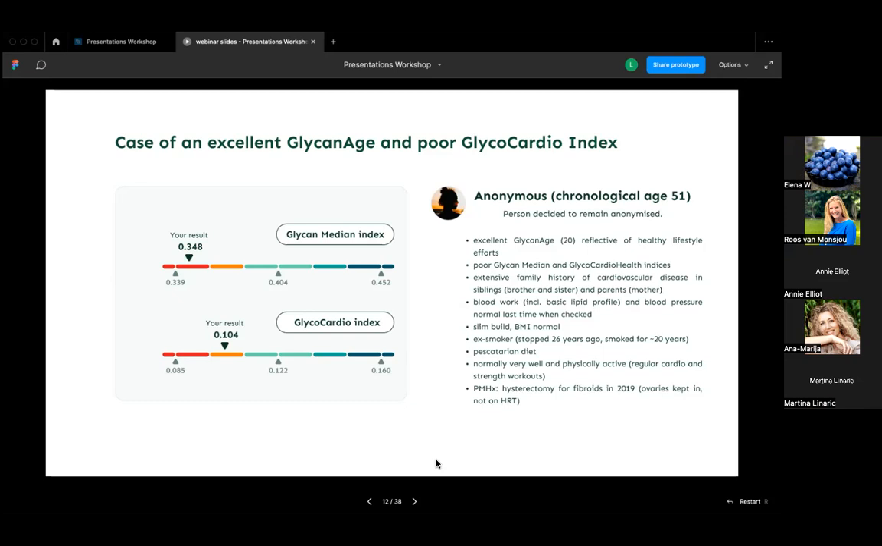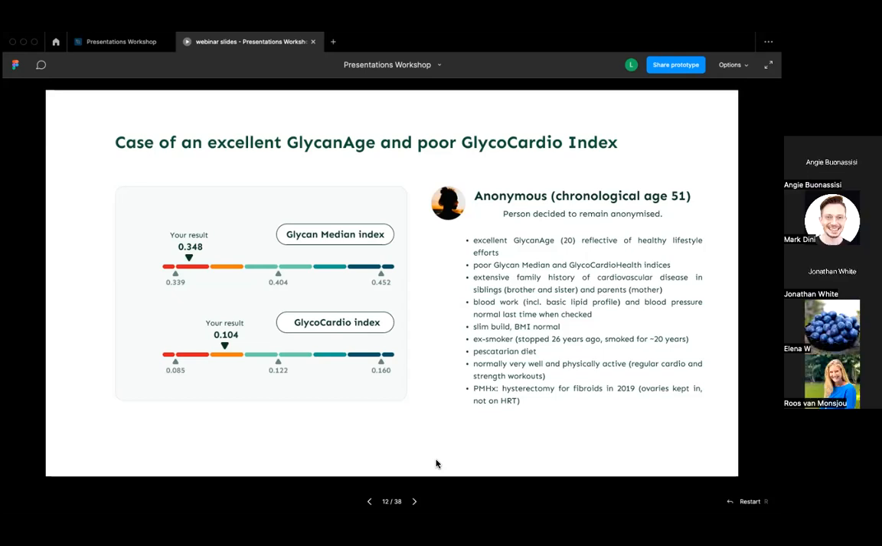But what's really interesting about her is that she has quite extensive family history of cardiovascular disease. So she mentioned 2 siblings, a brother and a sister, both suffering from cardiovascular events. Both had heart attacks at the age of 50. Her mother also had extensive cardiovascular disease. And as I said, she tested GlycanAge out of curiosity, and also because, at that time, her sister suffered from another heart attack.